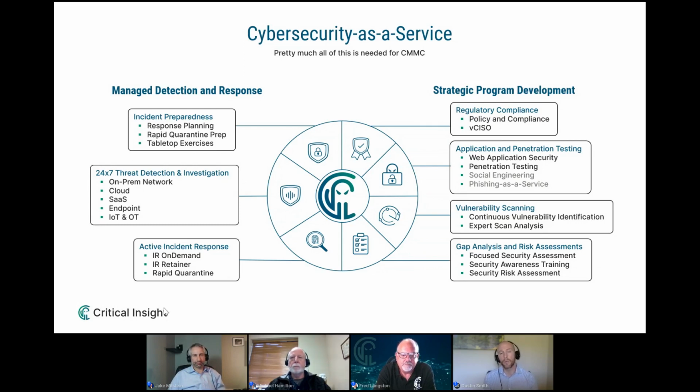And most likely the MDR will be a level 3 requirement, because you're going to need to have a 24/7 SOC with threat intelligence and the ability to respond within 24 hours.